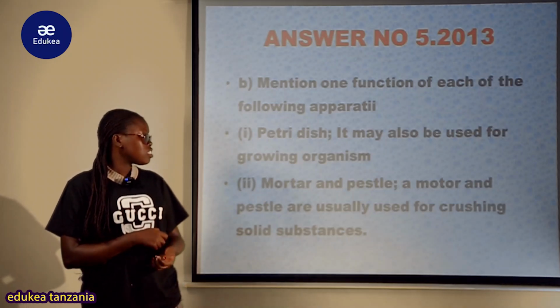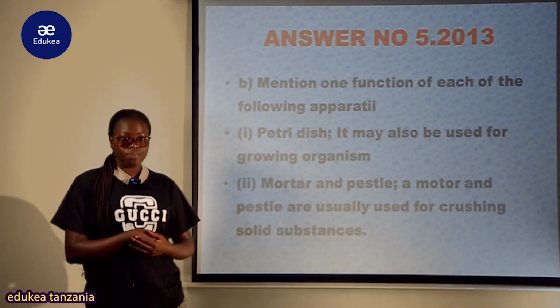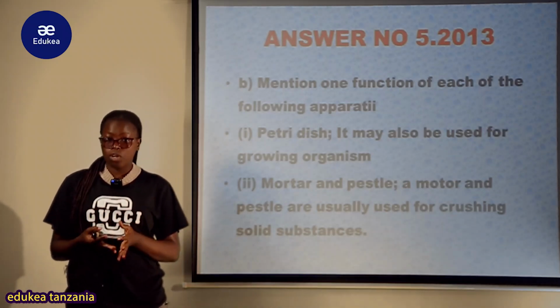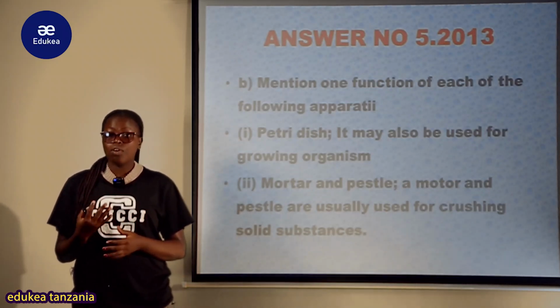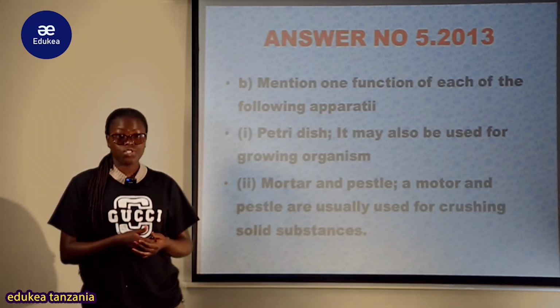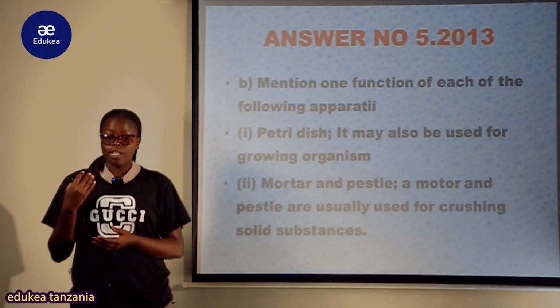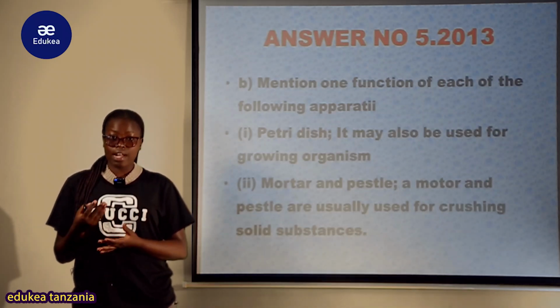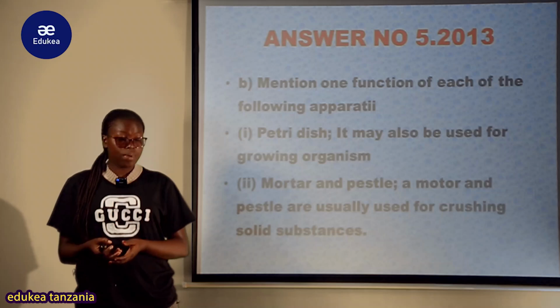So the petri dish, this is used for growing organisms. Example, maabara kuna kuwepo na growing of these microbes. Tunakuwa tunagrow bacteria. Tunagrow katika this petri dish. Ndio tunakuwa tunagrow wale tunaita ni culture. Tunakuwa tunagrow the bacteria. The process inaitwa culture kwa ajili ya experiment.